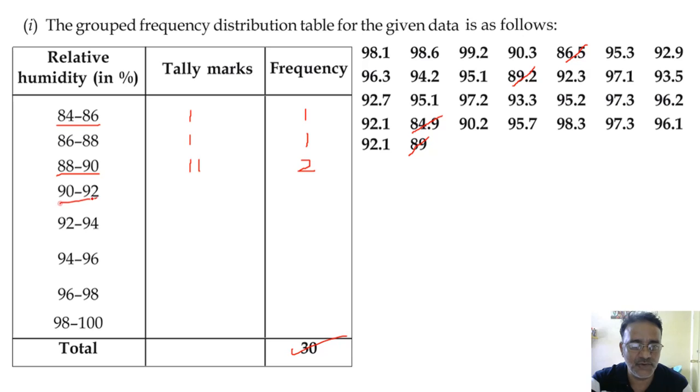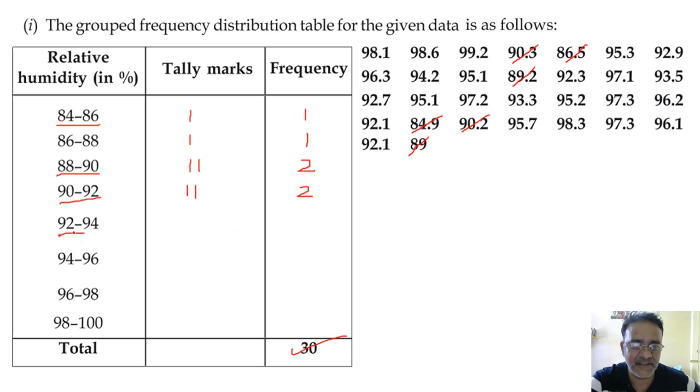90 to 92. So 90 is included, 92 is not included. So first row, one number is there, 90.3. Second row में कुछ भी नहीं है. Third में भी कुछ भी नहीं है. Fourth again 90.2 is there. Fifth is nothing. So only two numbers are there.